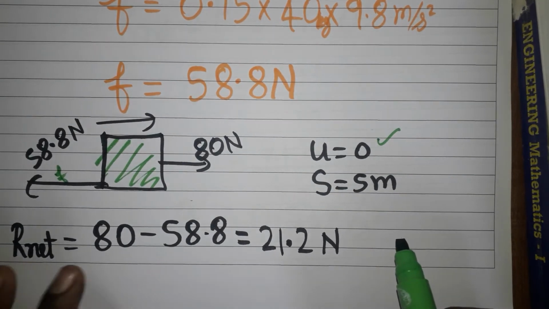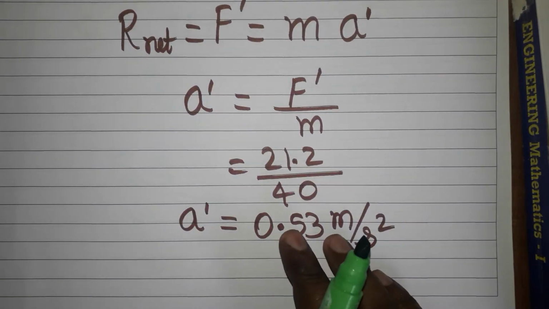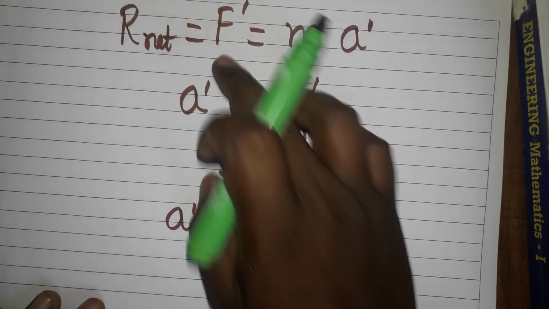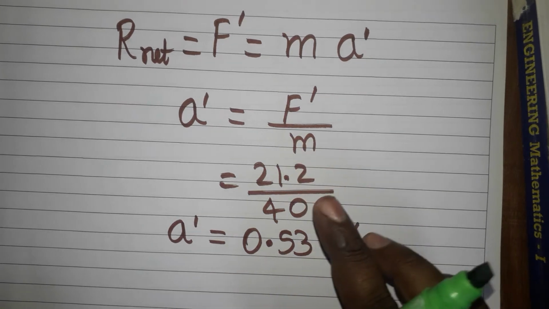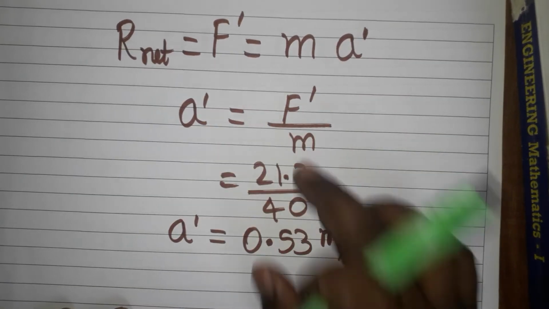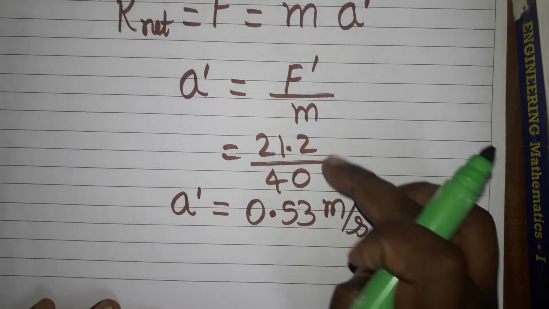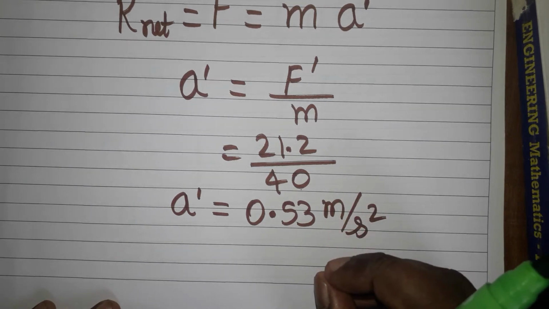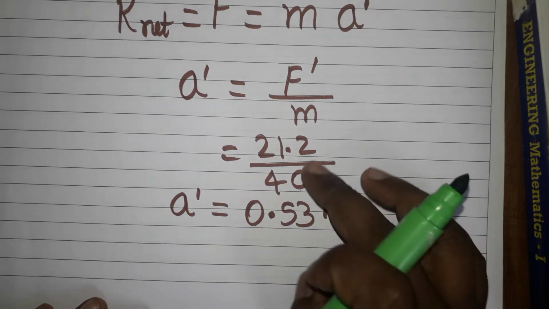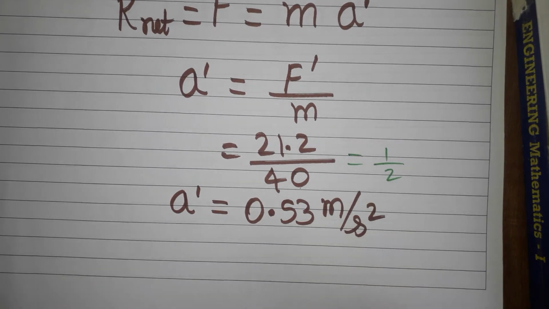Initially the block velocity is 0. The block gets displaced 5 meter. This is already given in the question. Now according to the resultant force of 21.2, mass into acceleration, the mass remains the same, but the acceleration is not the same for the resultant value. The resultant acceleration is the block acceleration. Acceleration is equal to force per unit mass. Force is 21.2, the resultant force, mass is 40. 20 divided by 40, approximately 1 by 2, which we call 0.5 meter per second square.